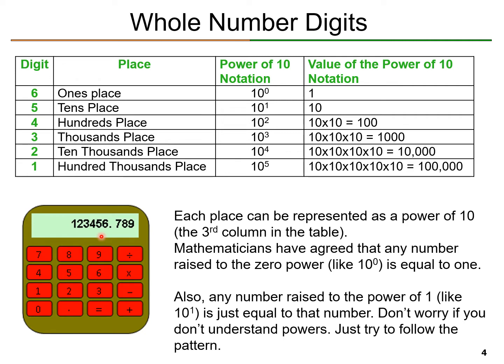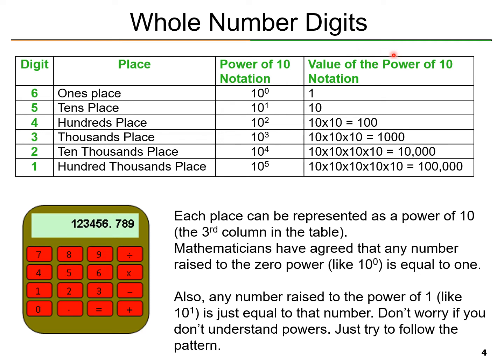The digit 5 is in the tens place. The digit 4 is in the hundreds place. The digit 3 is in the thousands place. The digit 2 is in the 10,000s place. The digit 1 is in the 100,000s place.